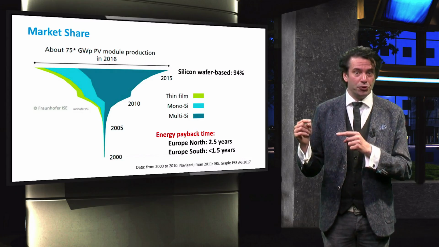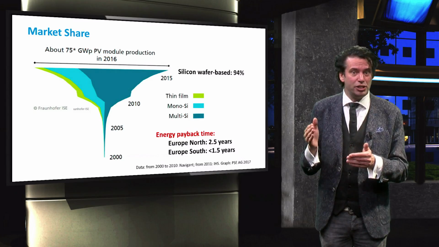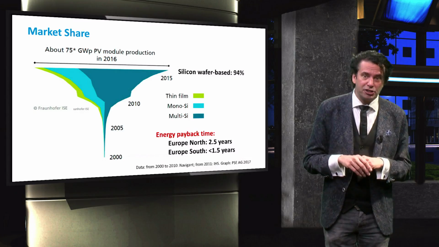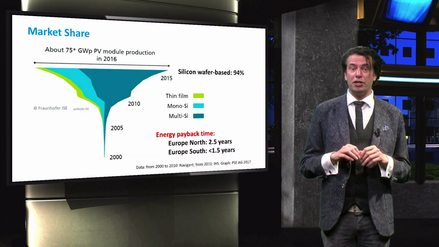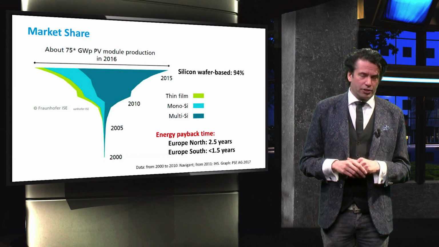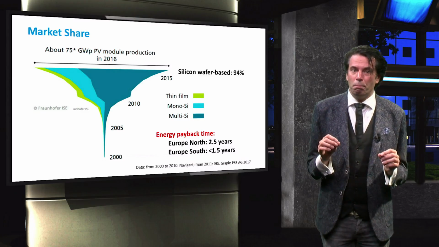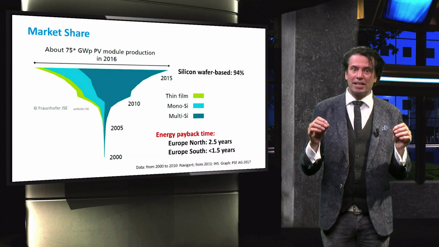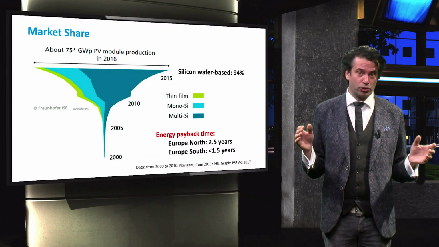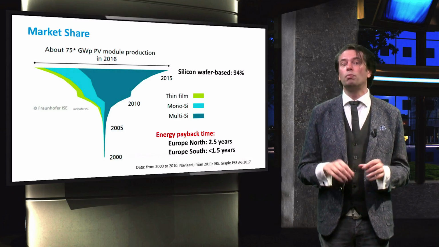PV systems in Northern Europe need around 2.5 years to balance the input energy, while PV systems in the southern part of Europe equal their energy input after only 1.5 years or even less, depending on the technology installed, of course. For example, a PV system located in Sicily with multi-silicon modules has an energy payback time of around 1 year. Assuming 20 years lifetime span, which is quite conservative, this kind of system can produce 20 times the energy needed to produce it.